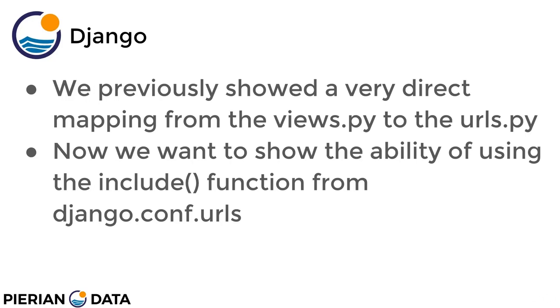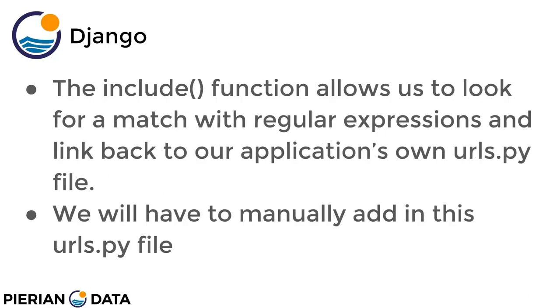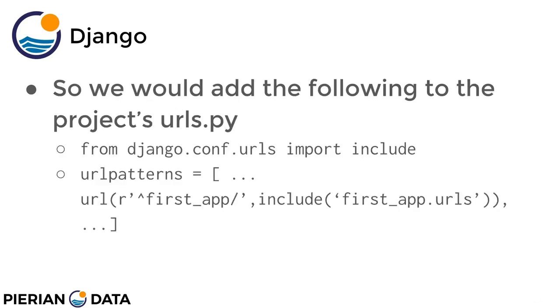Now what we want to do is show you the ability of using the include function that you can import from a Django module. The include function allows us to look for a match with regular expressions and link back to our application's own urls.py file. That way, each application has its own urls.py file. As a quick note, we'll have to manually add in this urls.py file because when you start your application, it doesn't automatically create one for you. Unlike when you start your project, it does create the urls.py file for the project. So what we would want to do is add the following to the project's urls.py file.